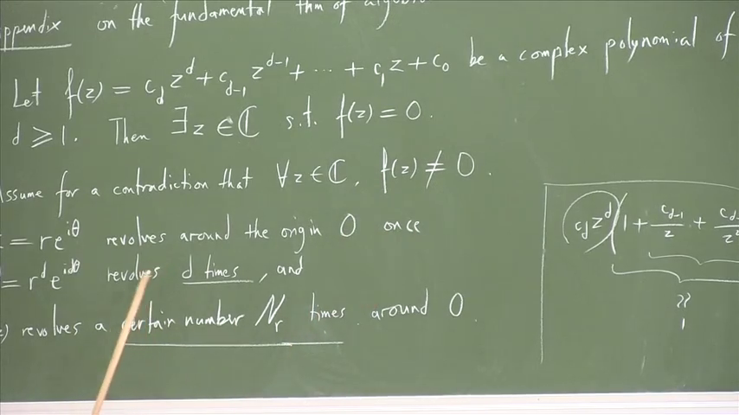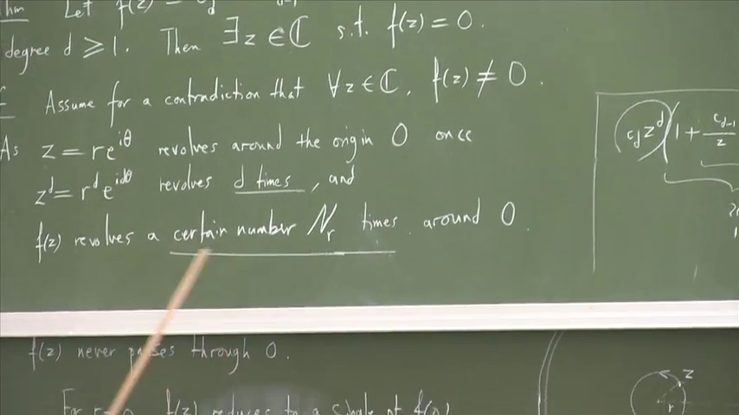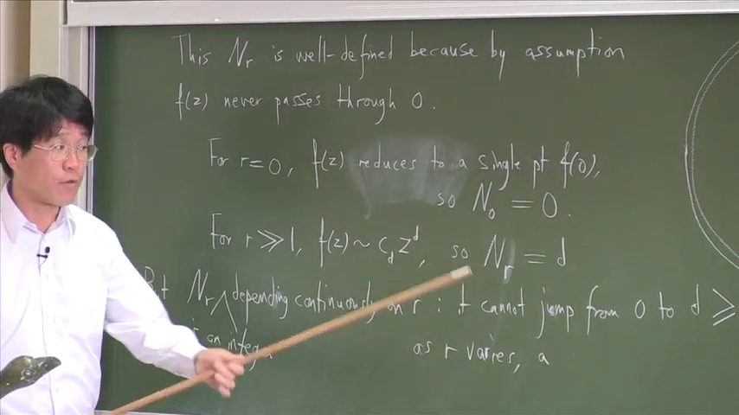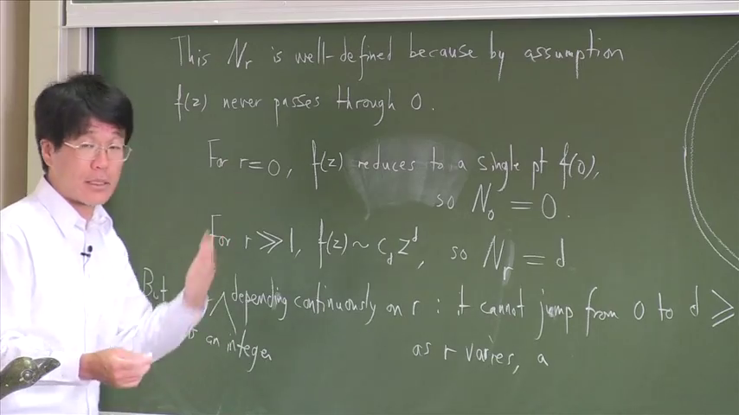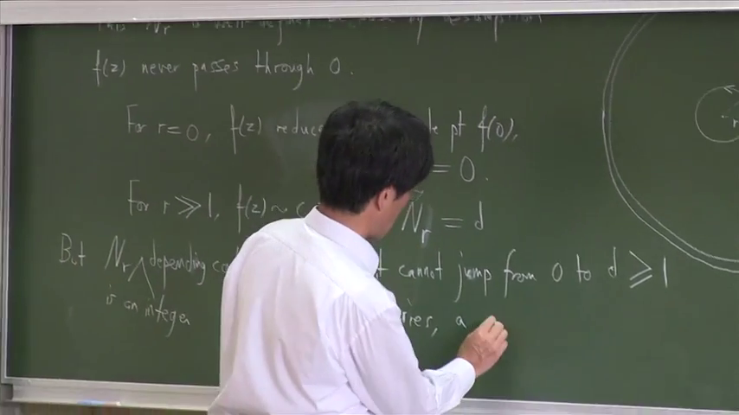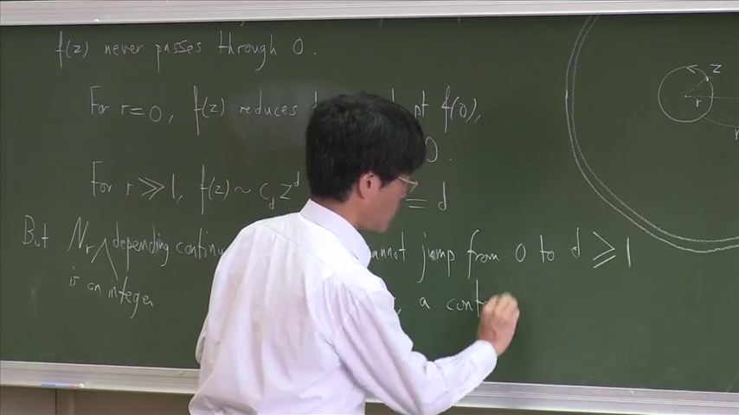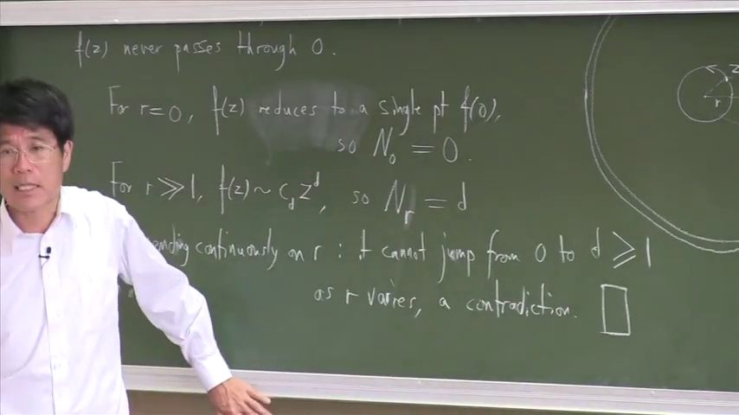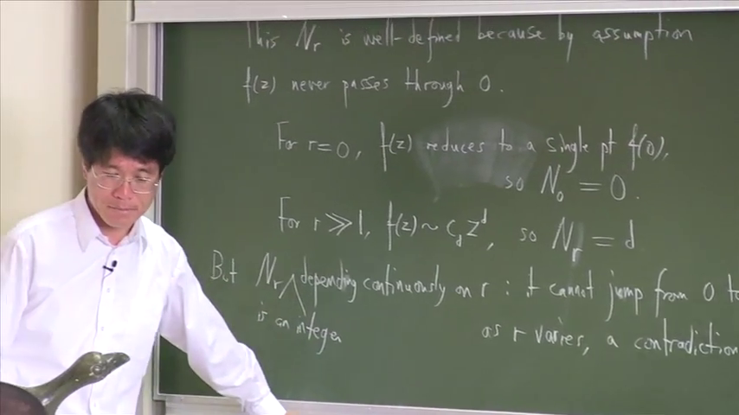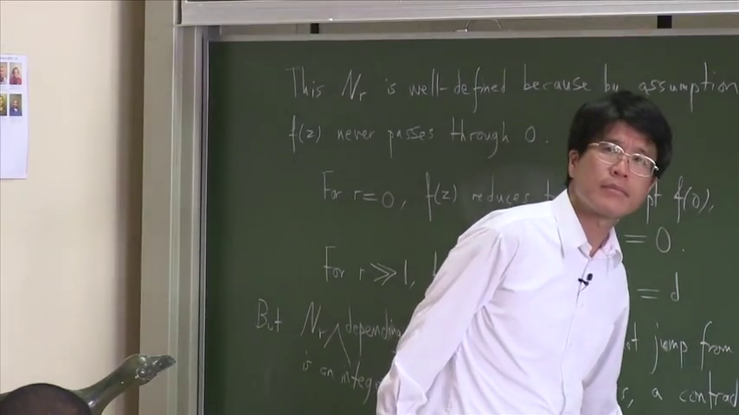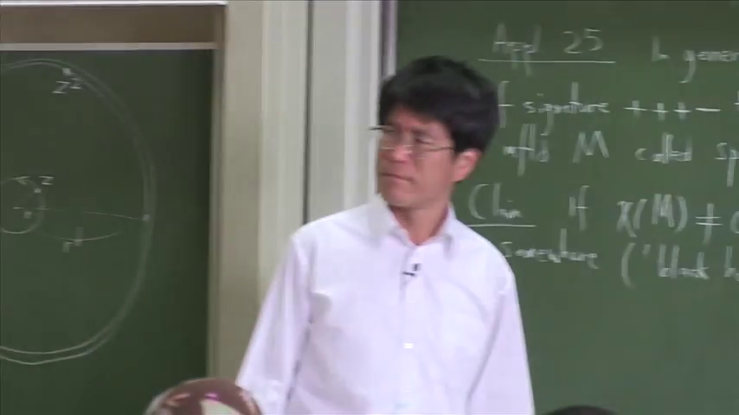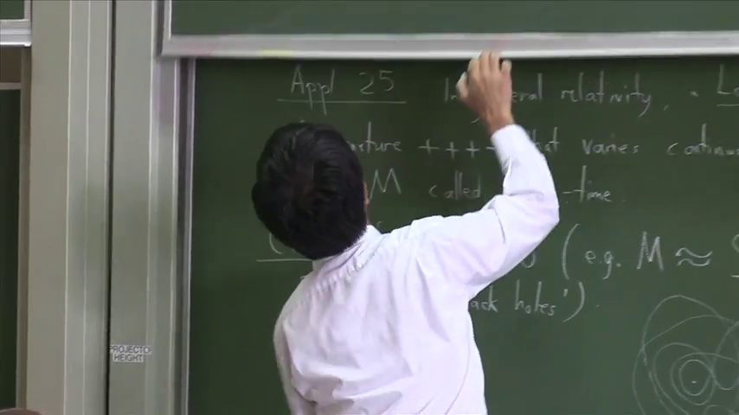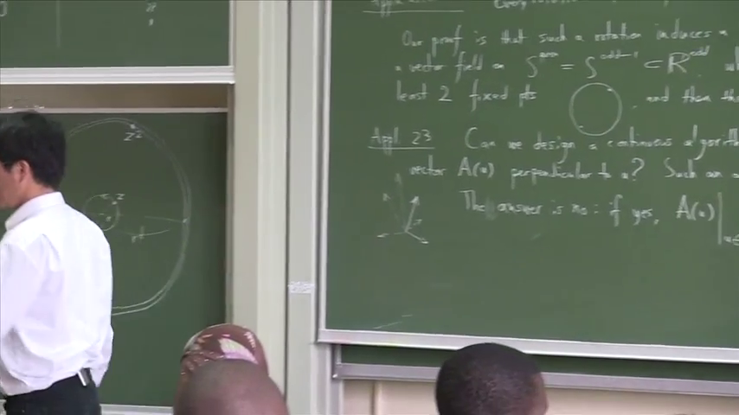Because we made that assumption, this n could be well defined. Logic took us through this step, and we are forced to conclude by the deformation argument that this cannot happen. Okay, a contradiction. Establishing the fundamental theorem of algebra. Well, I hope you can take it home and enjoy. Good.